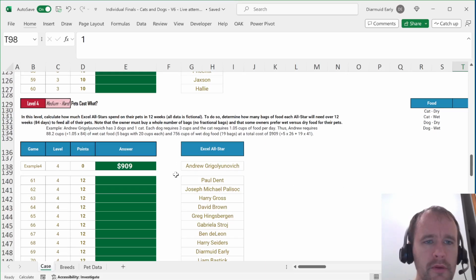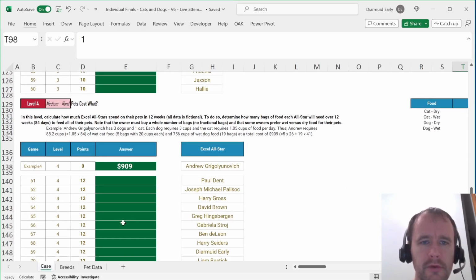Pets cost what? In this level, calculate how much Excel All-Stars spend on their pets in 12 weeks. How many bags of food they need over 12 weeks to feed their pets. Owner must buy a whole number of bags, no fractional bags, and some owners prefer wet versus dry food. Okay.